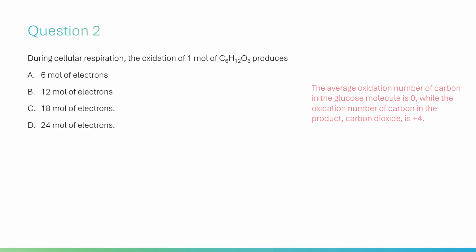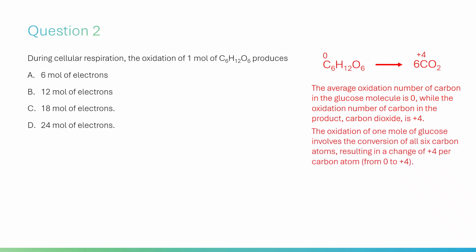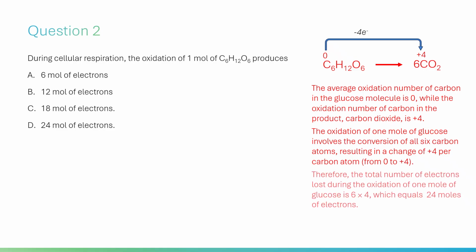The average oxidation number of carbon in the glucose molecule is 0, while the oxidation number of carbon in the product, carbon dioxide, is +4. The oxidation of 1 mole of glucose involves the conversion of all 6 carbon atoms, resulting in a change of +4 per carbon atom, from 0 to +4. Therefore, the total number of electrons lost during the oxidation of 1 mole of glucose is 6 times 4, which equals 24 moles of electrons.